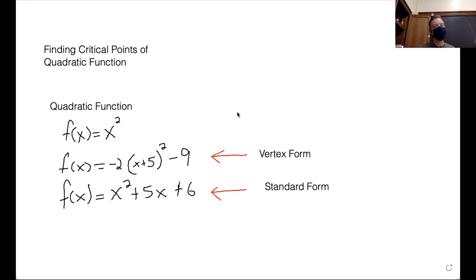And then the last form that we're going to be seeing is what's called factored form, or sometimes also intercept form. And that's something like this. f of x equals 1/3 parentheses x plus 2 and parentheses, let's say x minus 4.